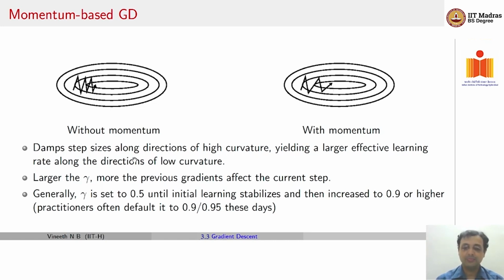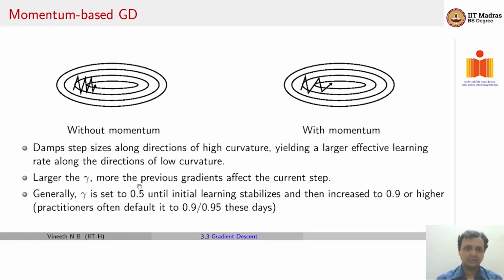More simply speaking, momentum damps the step sizes along directions of high curvature, where you get an effective larger learning rate on the directions of low curvature. Rather, when your error surface is very steep, go slow. When your error surface is flat, go fast. The larger the gamma, the more the previous gradients affect the current step.